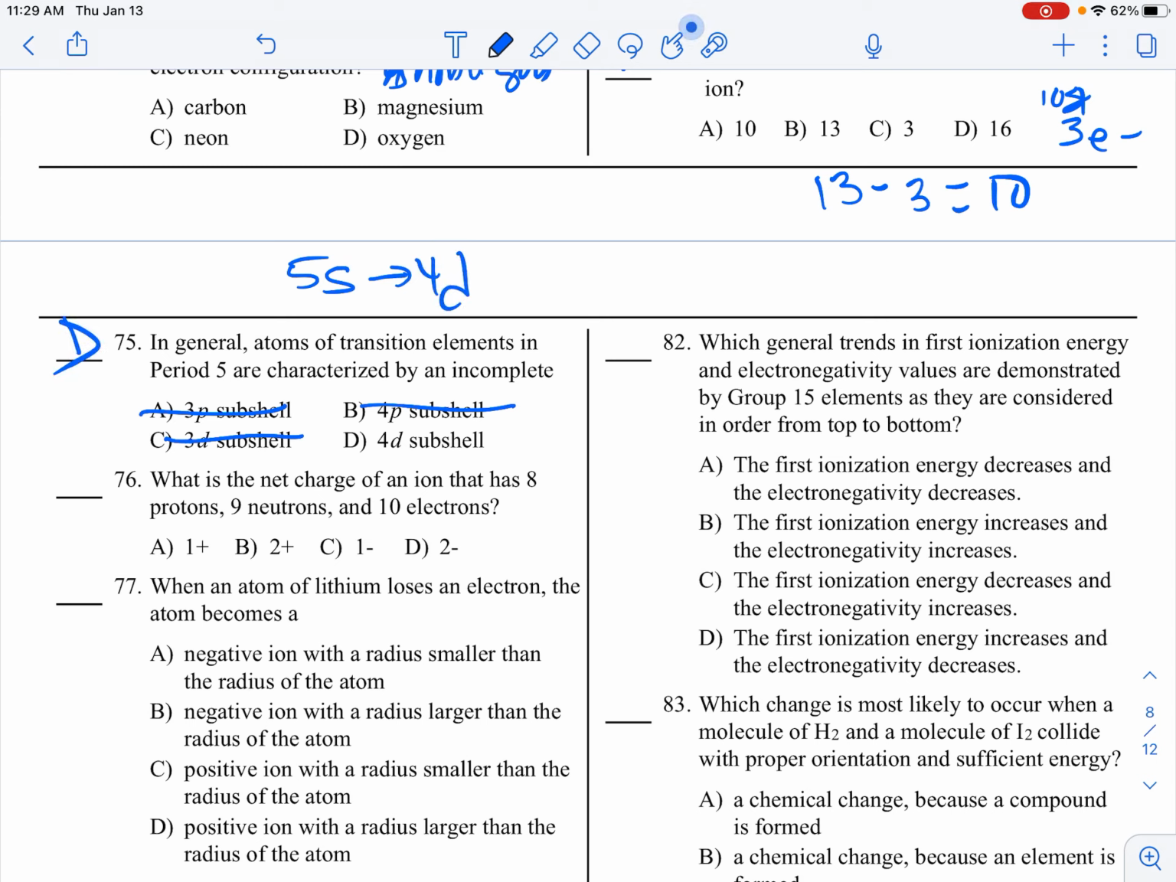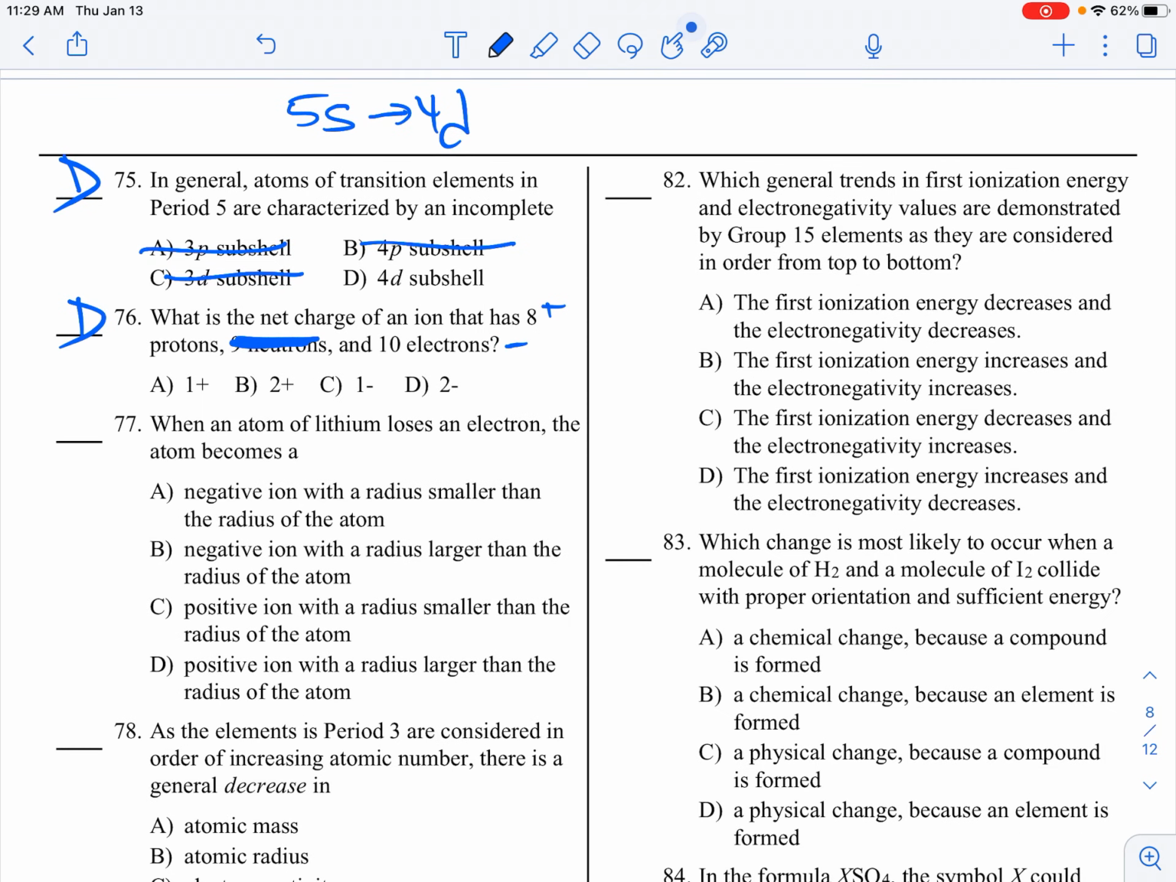What is the net charge? That means the overall charge of an ion that has 8 protons, 9 neutrons, which we don't care about, neutral, and 10 electrons. So 8 positive, 10 negative. So that's 2 more negatives, so a minus 2 charge.